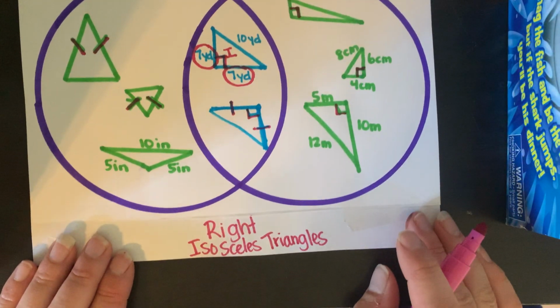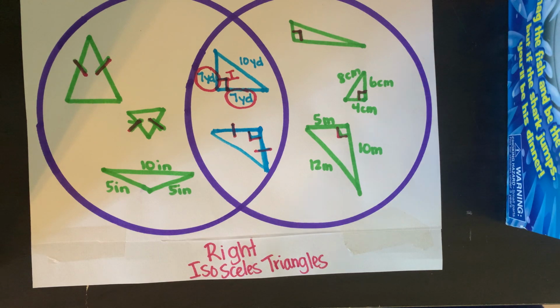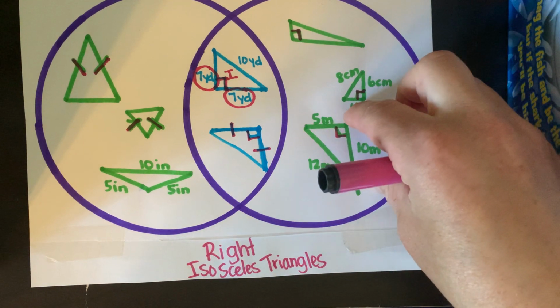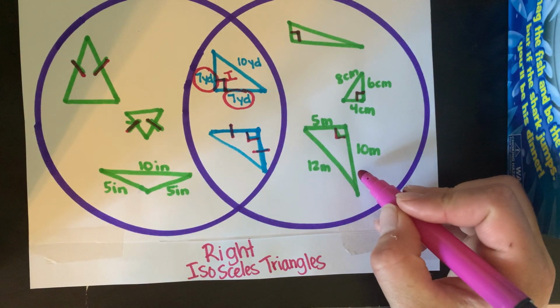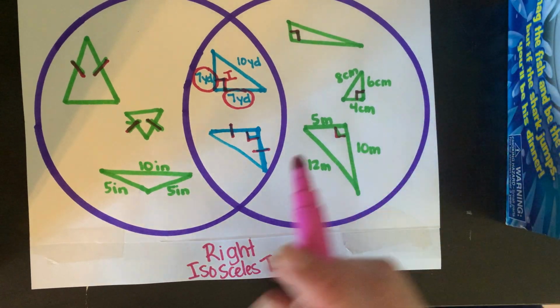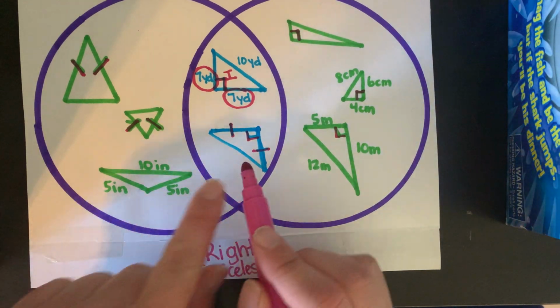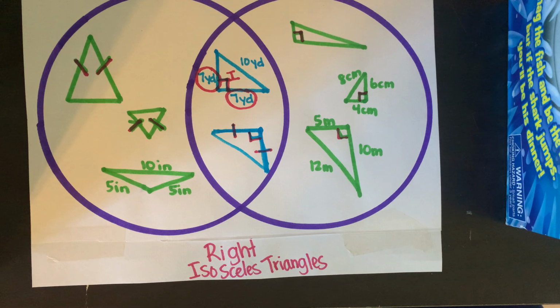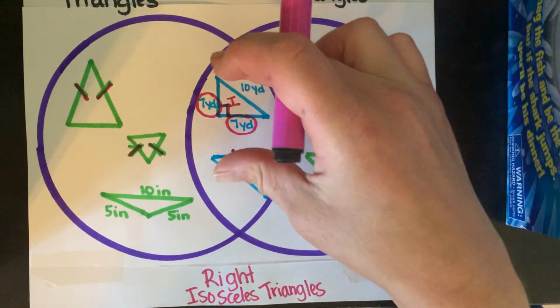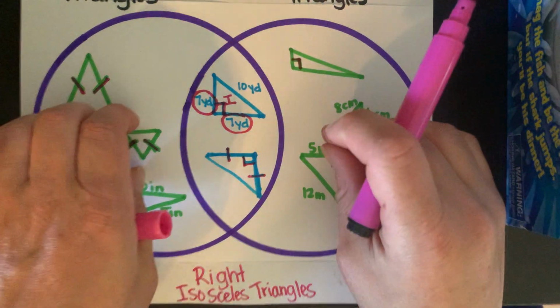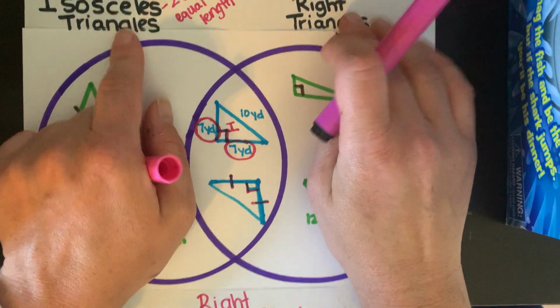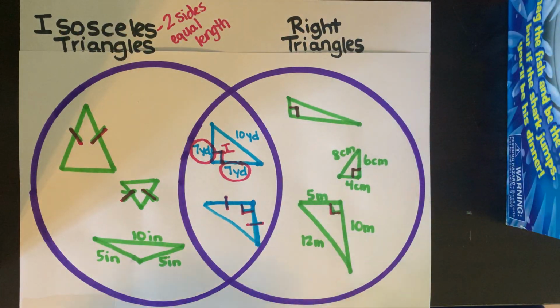So now I have all of these shapes classified. And I couldn't put this one in the middle because it would be missing the two equal sides. And I couldn't put this triangle in the middle because it doesn't have a right angle. So in order to be in this middle classification, you have to satisfy the heading for both circles. All right, let's look at another one.